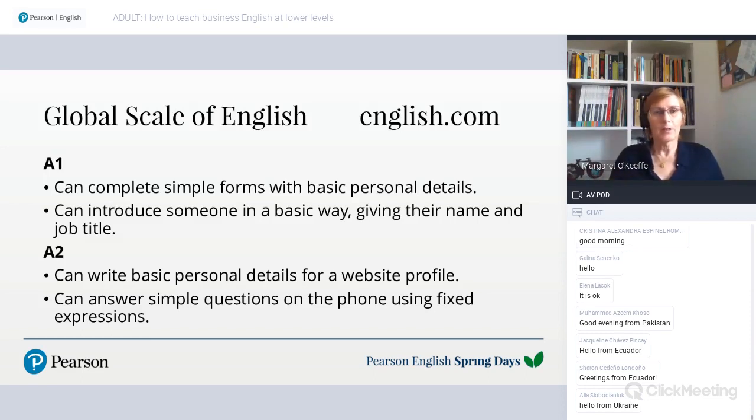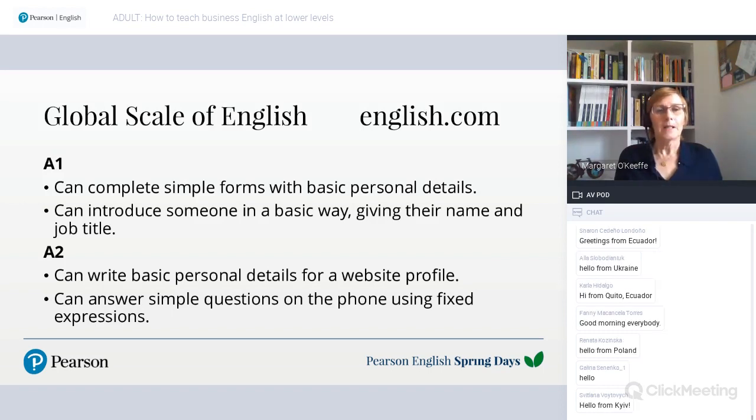I've just picked out a couple of examples here to give you an idea of this, and this is what has informed our writing in the Business Partner series for the A1 and A2 levels. We've looked at these descriptors. So you can see for A1, the first one is a writing descriptor. It says can complete simple forms with basic personal details. And I'll be showing you a way that we do that. We're going to look at a lesson today of how we do that in the course book.